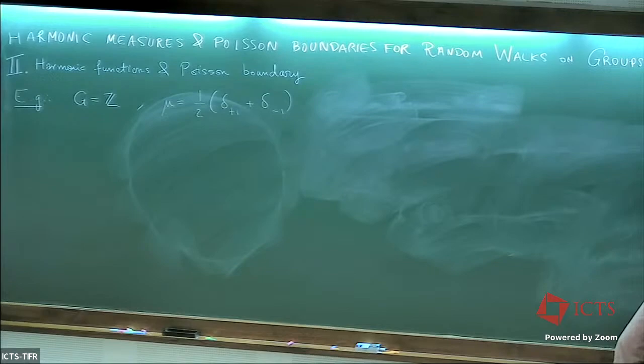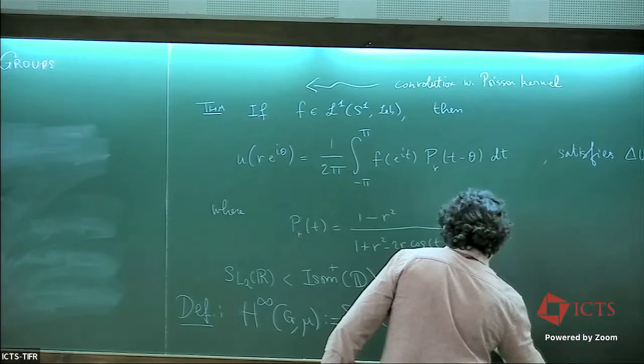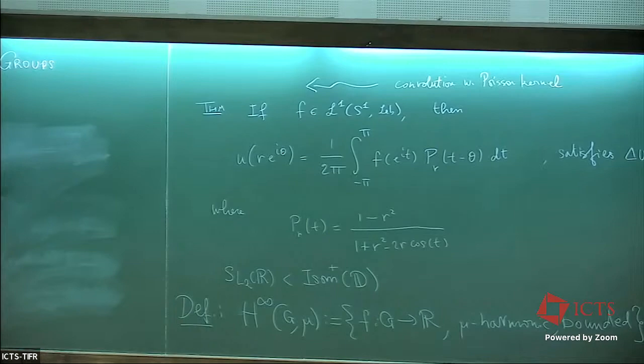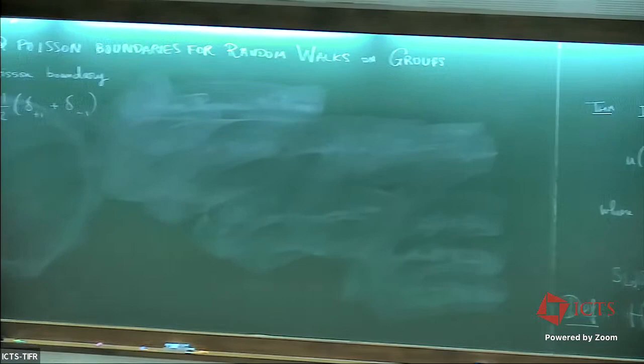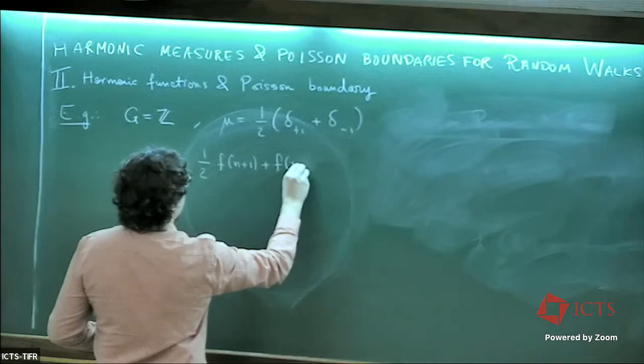We call H infinity of G, mu the space of mu-harmonic bounded functions. Right, so if you have a function that is harmonic with respect to this, it has to satisfy the following recursion: f of n is 1/2 of f of n plus 1 plus f of n minus 1. So that's the recursion.